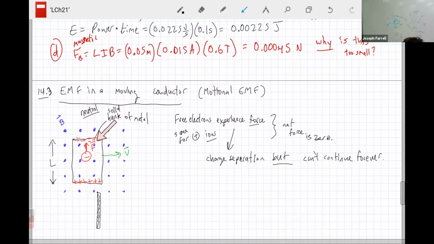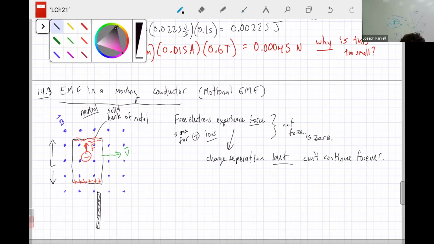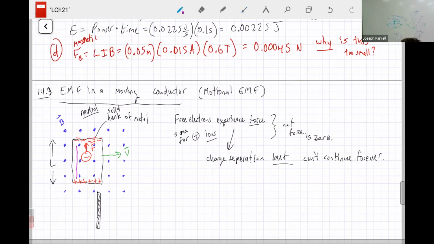Well, look at what's happening. Negatives don't want to be near negatives. So I've got a bunch of negatives, I've got a bunch of positives. I've got like a little capacitor here. I've got an electric field. There's an E that's now been established from this separation of charge. We can think of it as a little EMF. That's what they call it, motional EMF. It's like a little battery here.